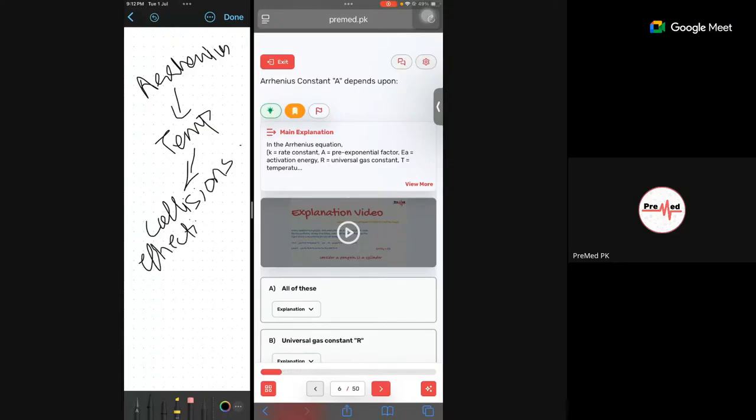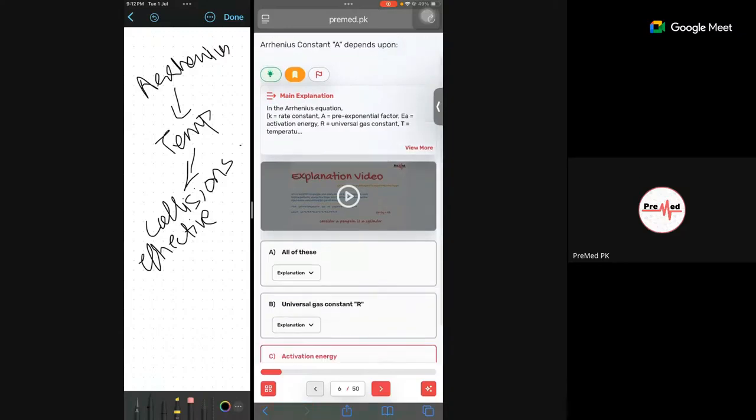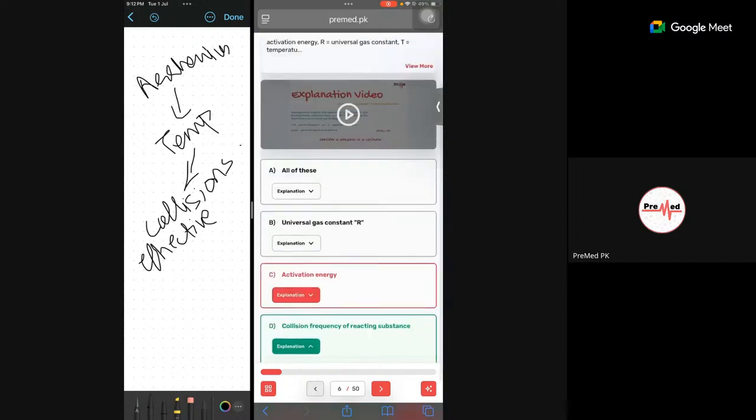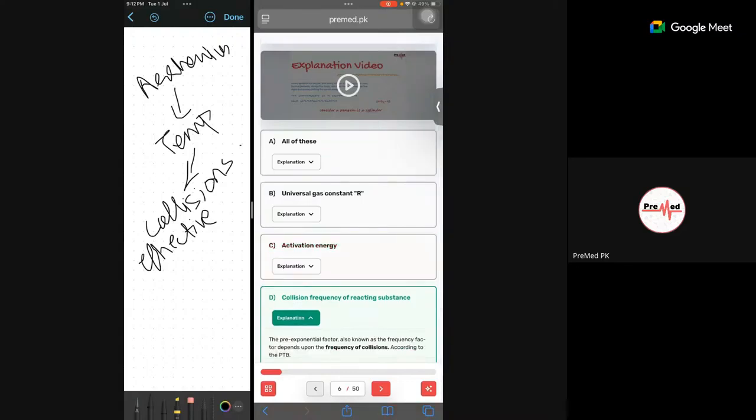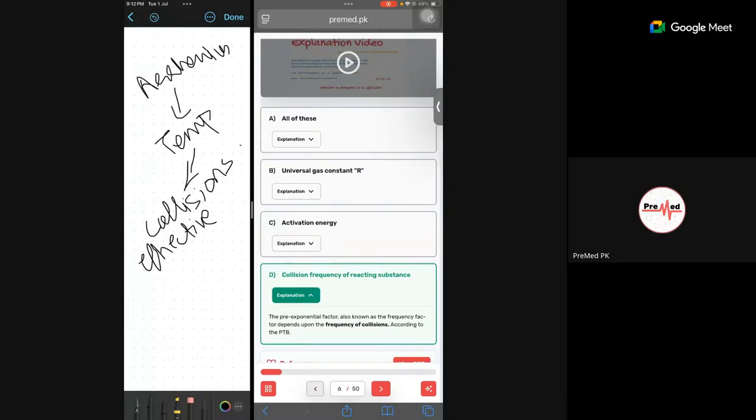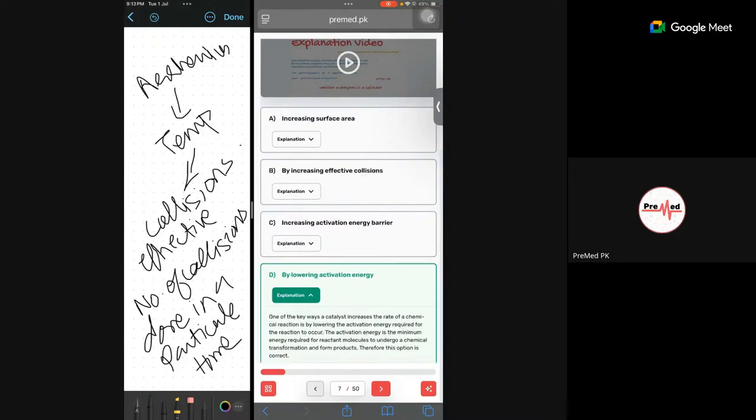So in this particular option, not universal gas constant, it's incorrect. e to the minus Ea over RT: R was actually the universal gas constant, which is incorrect. Activation energy is also incorrect. So we have the correct option, which is collision frequency of reacting substance. And what is collision frequency? The number of collisions done in a particular time is known as the collision frequency. So this is the correct option.